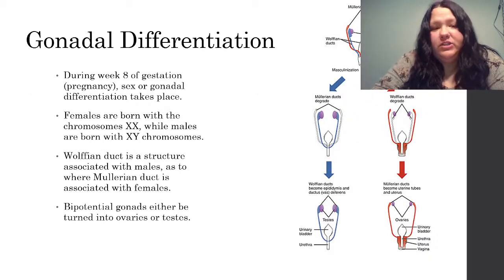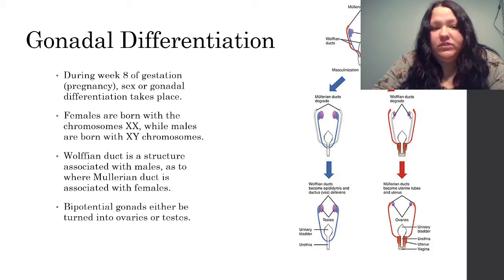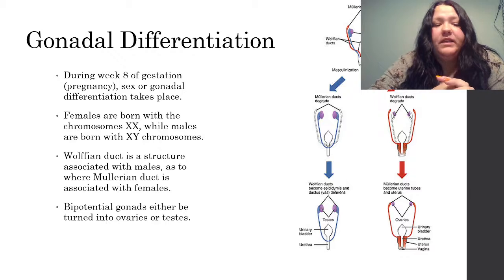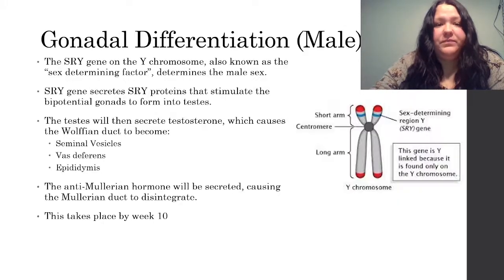Gonadal differentiation. During week 8 of gestation, or pregnancy, sex or gonadal differentiation takes place. Females are born with XX chromosomes, while males are born with XY chromosomes. The Wolffian duct is a structure associated with males, and the equivalent is the Mullerian duct for females. Then there are the bipotential gonads that are going to turn into either ovaries or testicles. So this is for normal gonadal differentiation.